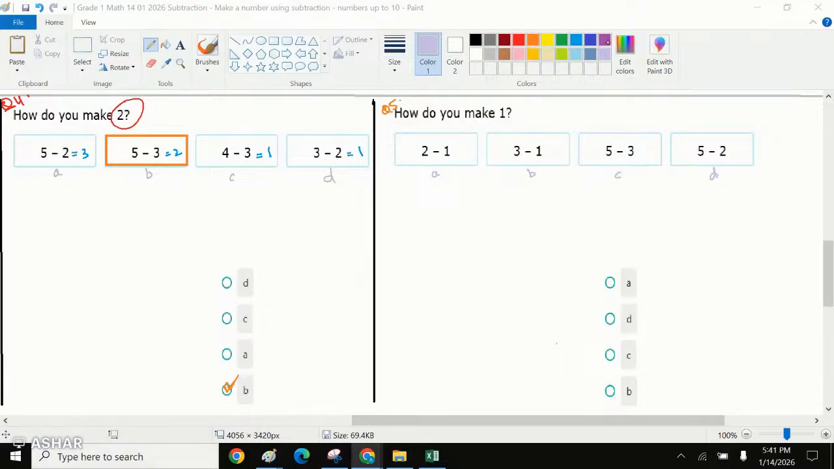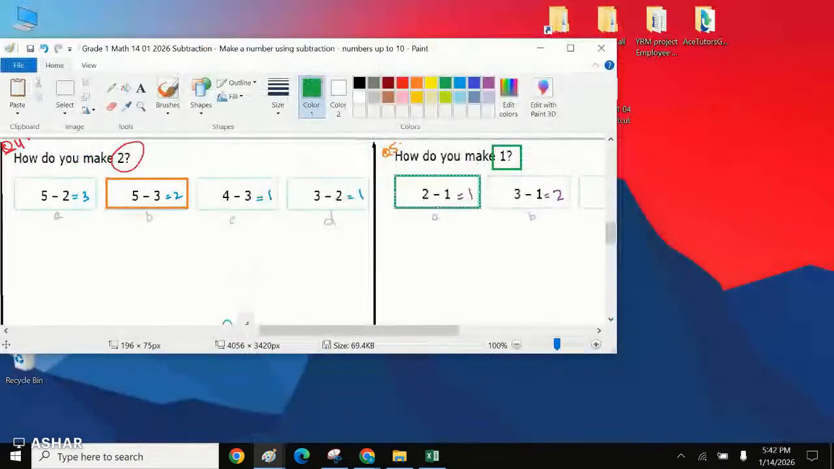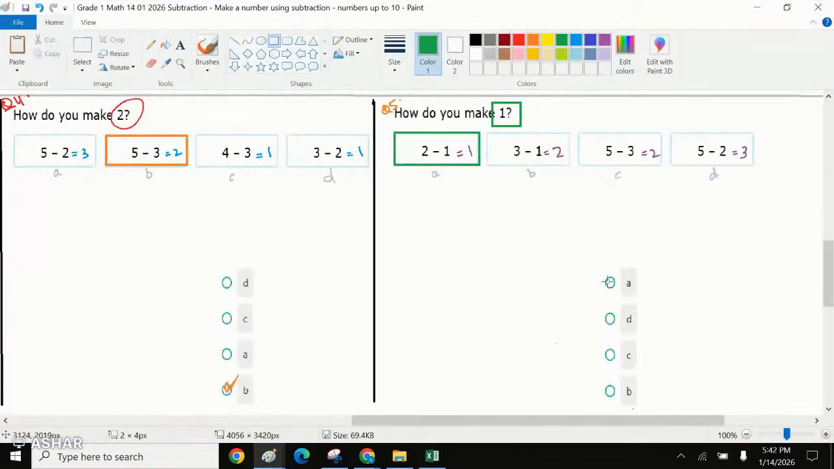See, we know that 2 minus 1 would be 1, 3 minus 1 was 2, 5 minus 3 was 2, and 5 minus 2 was 3. What we are looking for here is 1, right? And the 1 is only over here. That means option A. Let's look, where is option A? This is option A. We find A and we click on A. That means 2 minus 1 would be equal to 1.